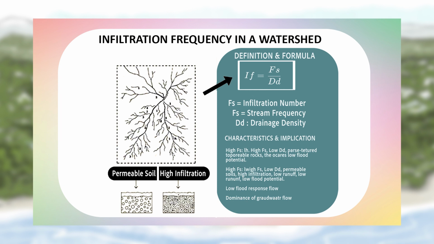Formula: If = D × Fs, where If is the infiltration number, D is the drainage density, and Fs is the stream frequency. The infiltration number indicates how much water enters the ground versus how much becomes runoff. A high infiltration number shows low infiltration capacity with high runoff and higher erosion and flood potential. However, low infiltration number values represent high infiltration capacity and low runoff with better groundwater recharge. Thus, infiltration number is inversely related to infiltration, but directly related to drainage dissection.